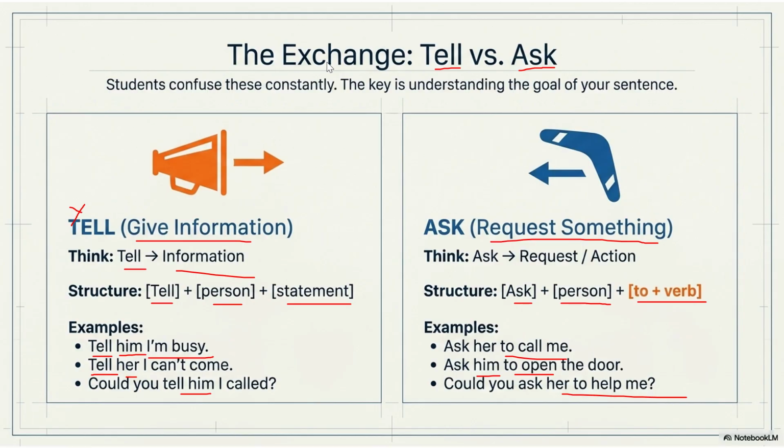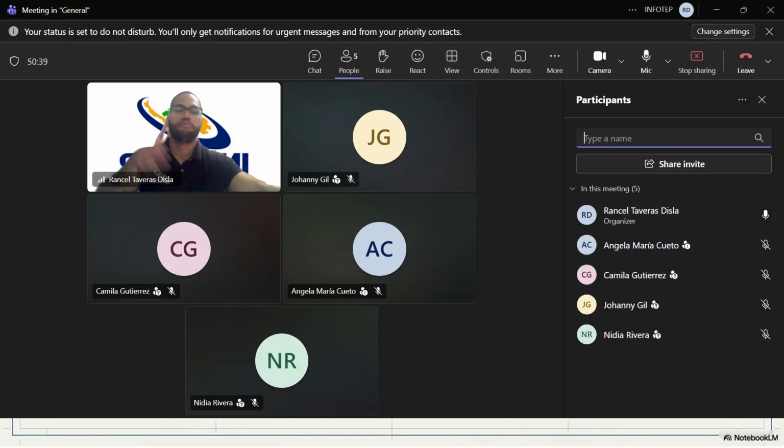So as you can see, there's a difference between tell and ask. They are similar because after the verb we have the person, but in the case of ask, we have a to, the preposition to, followed by the verb in its base form. So, more examples.